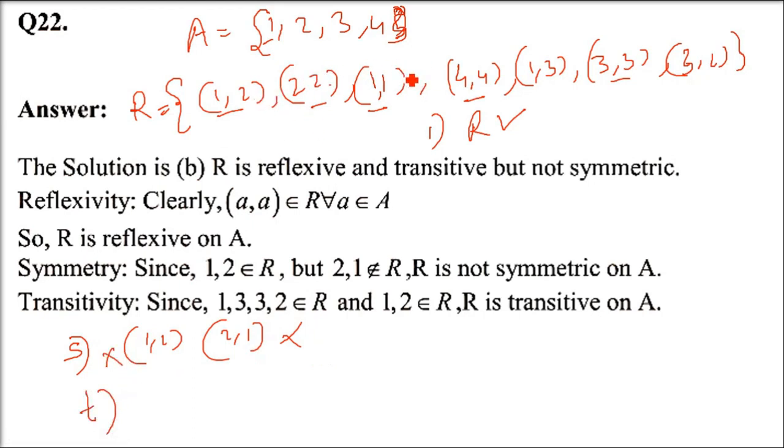Transitive. Take (1, 3) and (3, 2). You can check any of these, I'm just taking an example. When you take (1, 3) and (3, 2), (1, 2) should be there. (1, 2) is already there. So it is transitive. So it is reflexive and transitive but not symmetric.